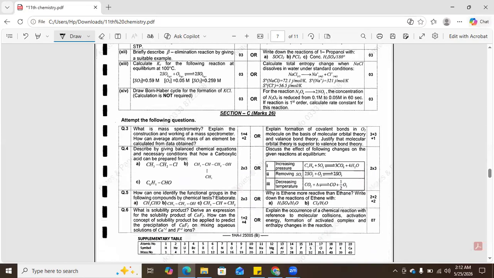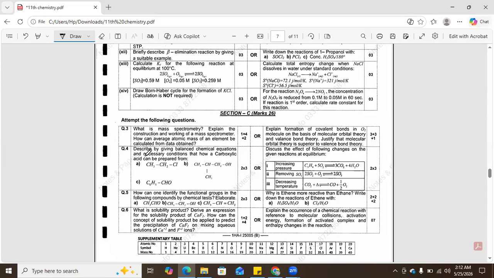Let's go through the most important topics and questions in the past papers. Number 3 is, what is mass spectrometry? Explain the construction and working of a mass spectrometer. How can average atomic mass of an element be calculated from data obtained? Optional question is, explain formation of covalent bond in O2 molecule on the basis of molecular orbital theory and valence bond theory. Justify the molecular orbital theory is superior to valence bond theory.